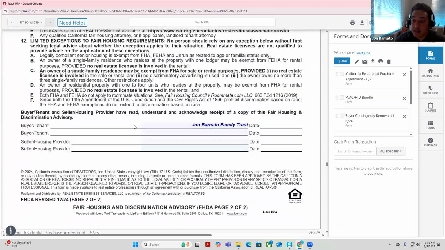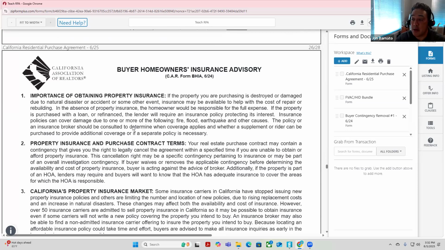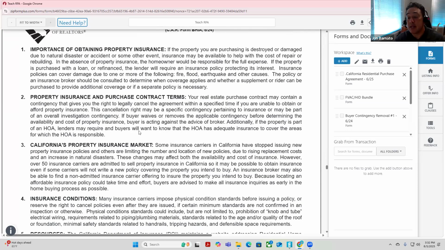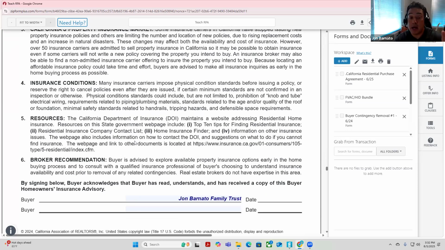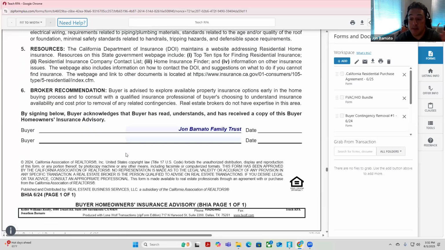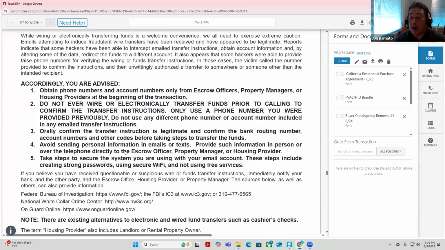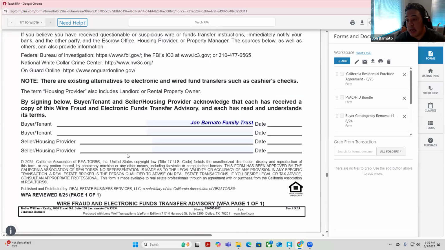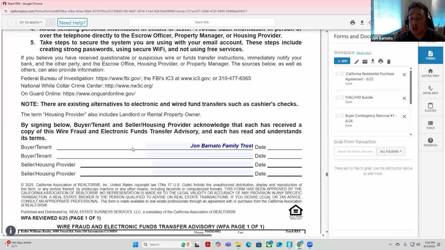And buyers and sellers sign that. Buyers, there's a homeowners insurance advisory. This is a new form just saying, hey, buyers, be careful because insurance is wacky right now and you need to figure that out. Okay. Wire fraud and transfer advisory. I would recommend you talk to them about this. It's just another form, but I recommend it because wire fraud is bad.